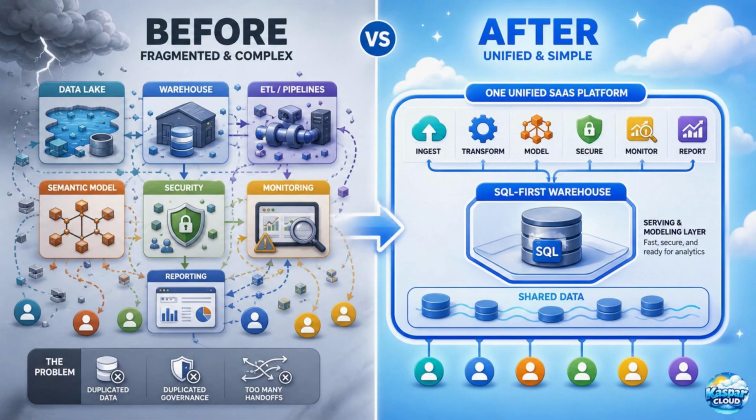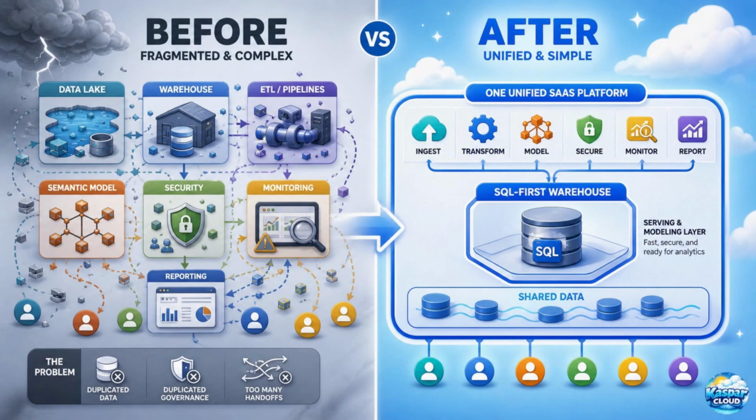The challenge Microsoft Fabric Data Warehouse addresses is common across many enterprise data environments. Organizations often operate separate platforms for data lakes, enterprise warehouses, ETL pipelines, semantic models, governance controls, monitoring systems, and reporting tools. Over time, this creates duplicated data, inconsistent security policies, disconnected operational processes, and too many handoffs between engineering, analytics, and business teams. Microsoft Fabric attempts to unify these capabilities within a single SaaS-based analytics ecosystem where data can be ingested, transformed, modeled, queried, secured, governed, and reported from a shared platform.